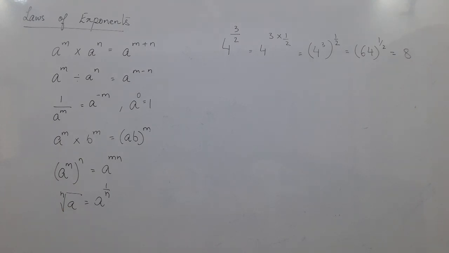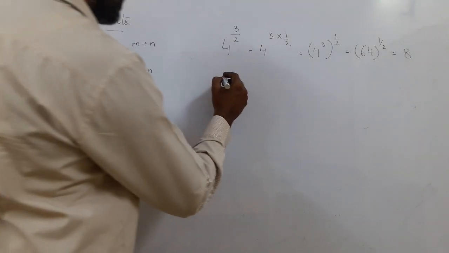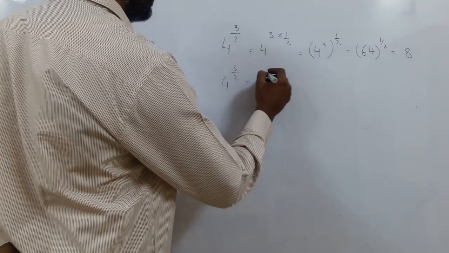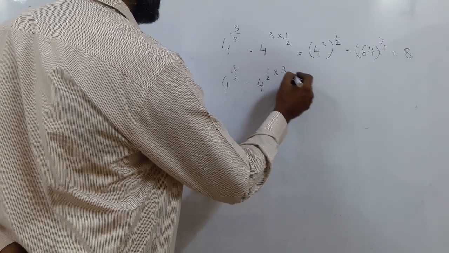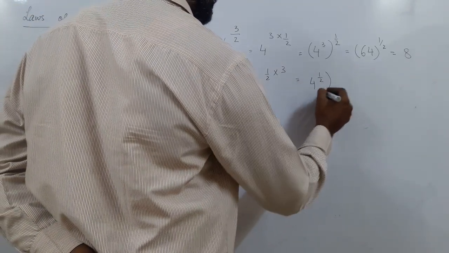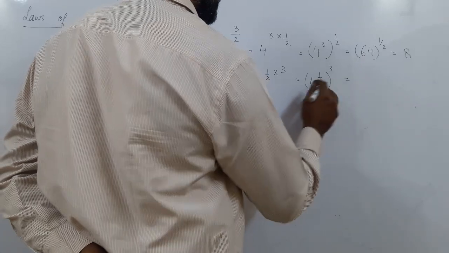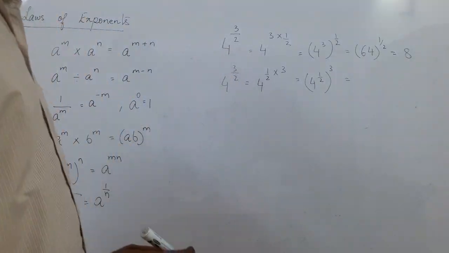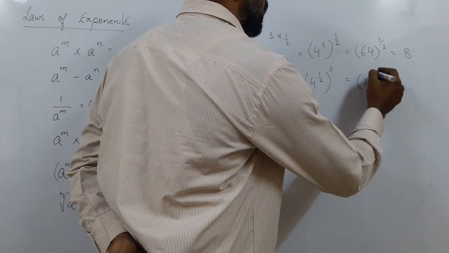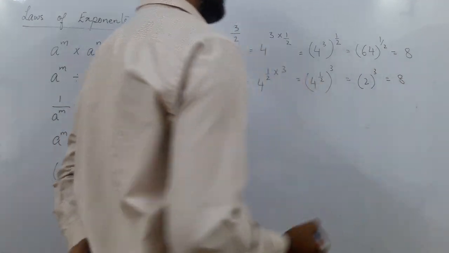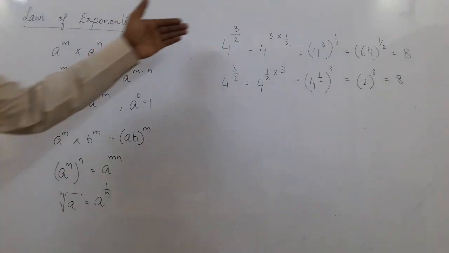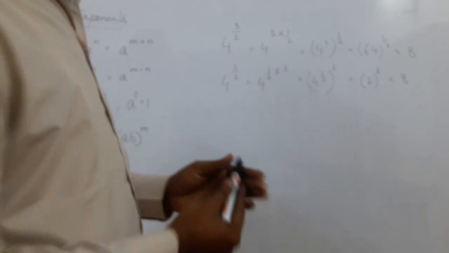Now we'll write the same sum in the next pattern. I just reverse the order. The same sum, I write 4 into 1 by 2 into 3. So I write 4 raised to half, the whole raised to 3. Now 4 raised to half means square root. What is the square root of 4? 2. So 2 to the power 3 is also 8. So this same sum is solved in two different ways, but 4 raised to 3 by 2 is 8.